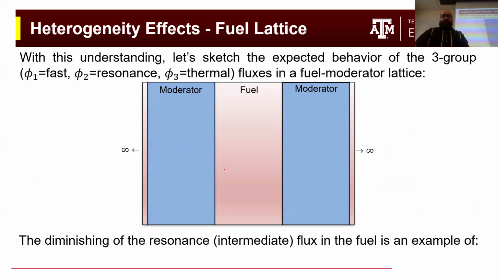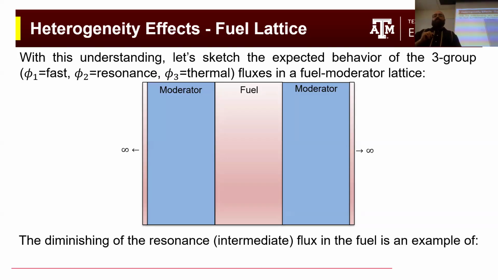what would the behavior or the plots of our three group fluxes look like? So we're going to have a fast flux, which is phi1. We're going to have a resonance or an intermediate flux, which is phi2. And we're going to have a thermal flux, which is phi3. And we want to sketch what these fluxes look like in our system. So let's start with the fast flux.